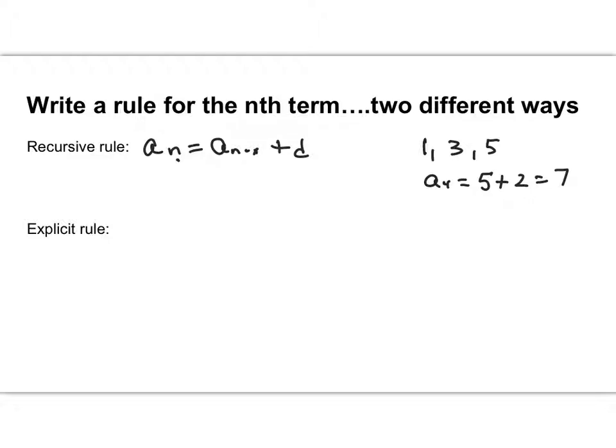And the explicit rule, I don't need just the last term. I need other information, but not the last term. So the explicit rule formula for the nth term is a sub n is equal to the first term plus the number of terms I have minus 1, which incidentally, if this is not the first term, say I don't have the first term and I have the third term, then this number here would need to be a 3. This number corresponds with this number.